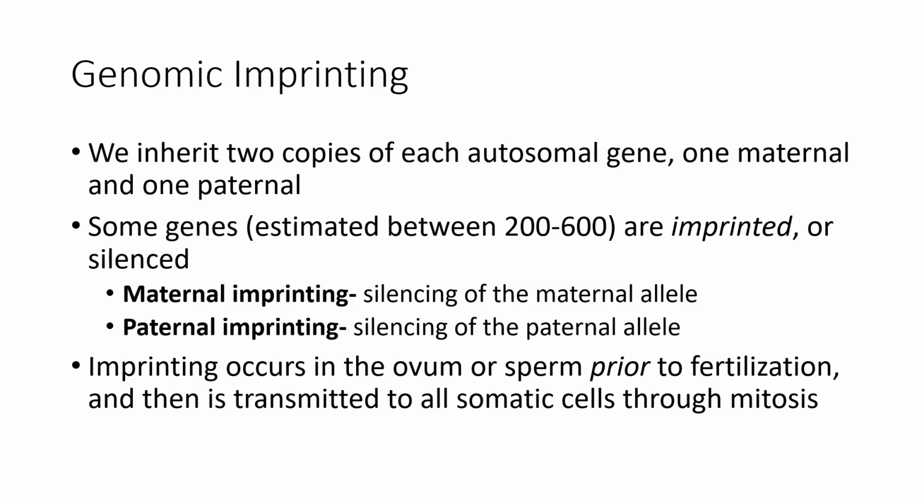Gene imprinting is where genetics stops being fair and starts keeping receipts. You inherit 2 copies of every autosomal gene, one from mom, one from dad. But here's the twist. Sometimes only one of them is allowed to talk. Roughly 200 to 600 genes in the human genome are imprinted, meaning one allele is epigenetically silenced. Not mutated, not deleted, just muted. And which allele is silenced depends entirely on who it came from.